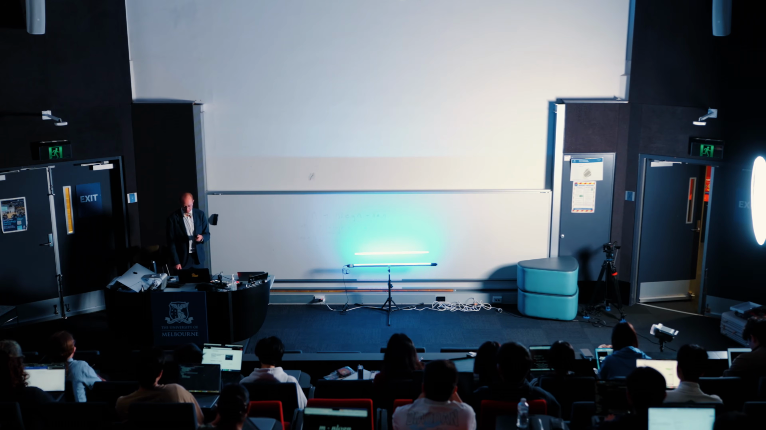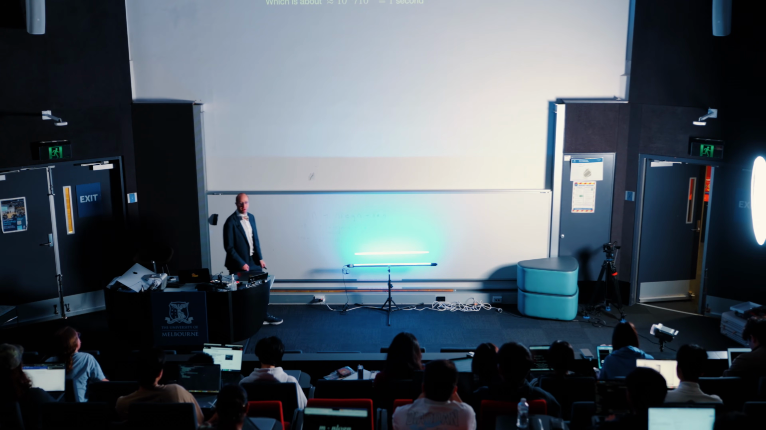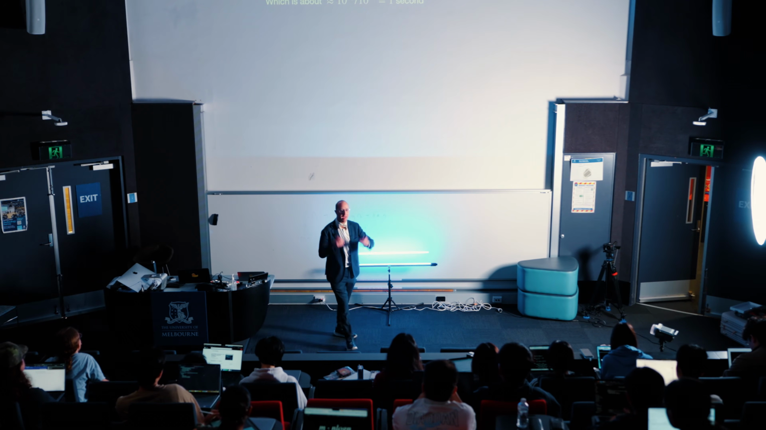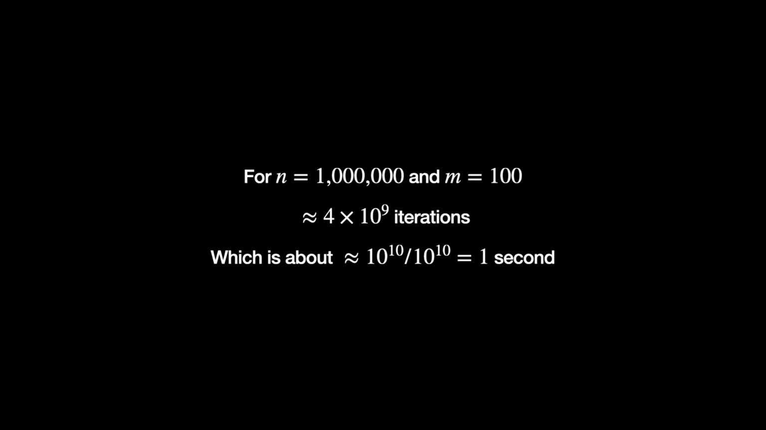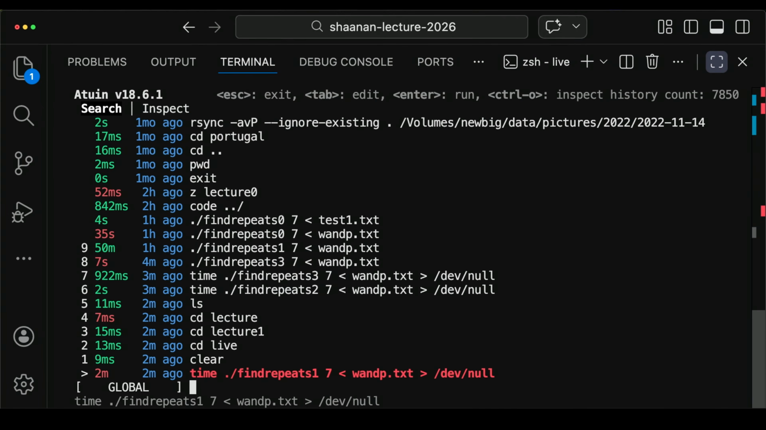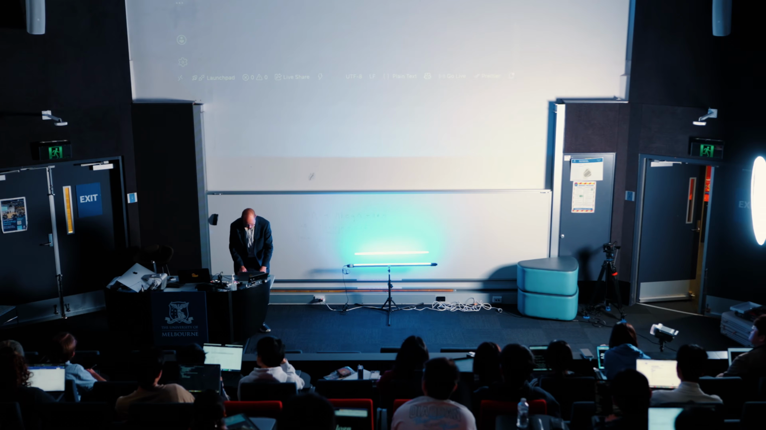So let's do another version of our computation about how long it takes to run. Going by the speed of my MacBook, 10 to the 10 operations per second. For n is 1,000,000, m is 100. If we compute m log n, this gives us 4 times 10 to the 9. Just feed that in. It's roughly 1 second, which is consistent with what we saw when we ran it on the actual computer. And let's run it on the actual computer and just produce that result again.